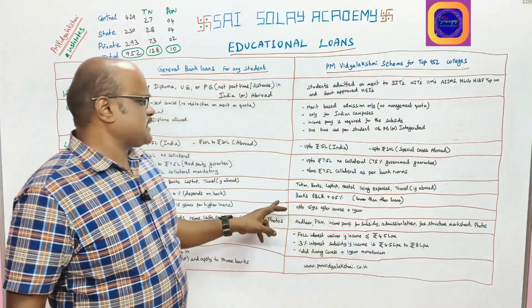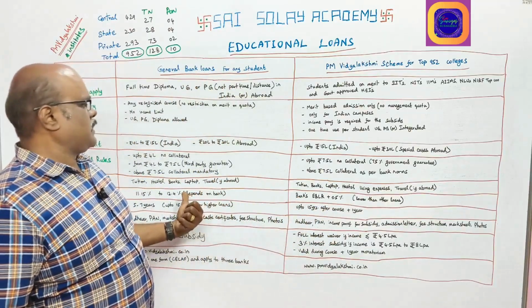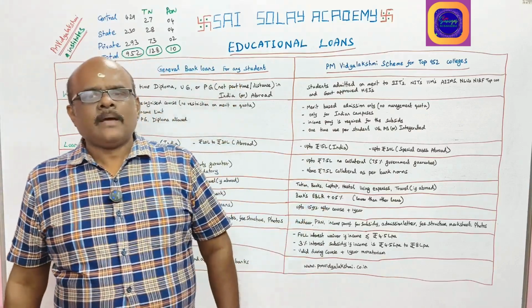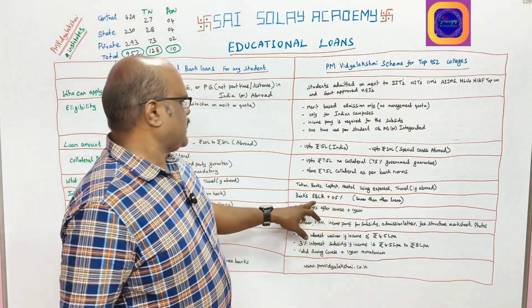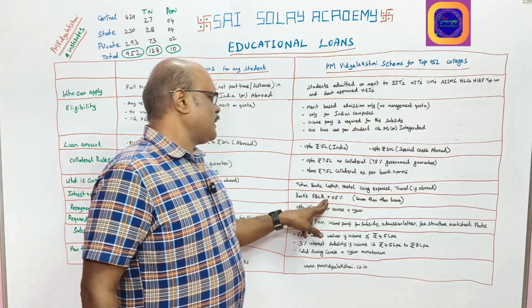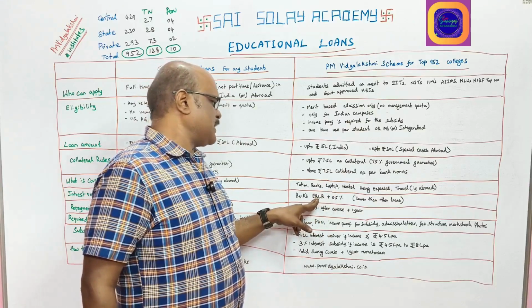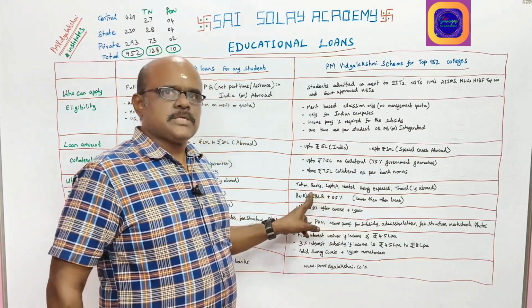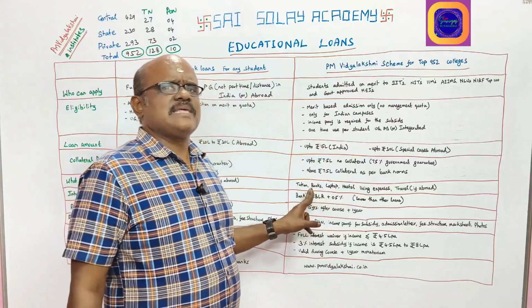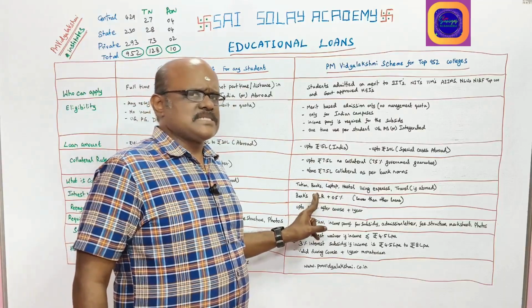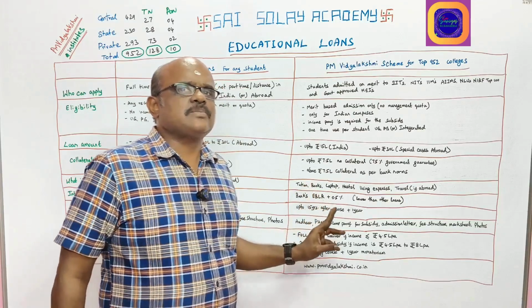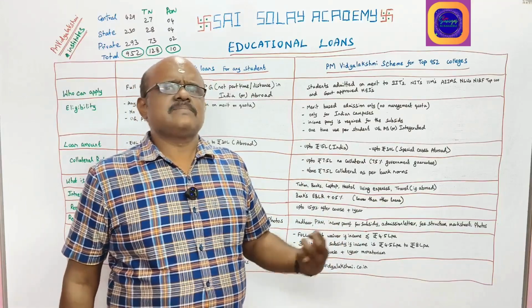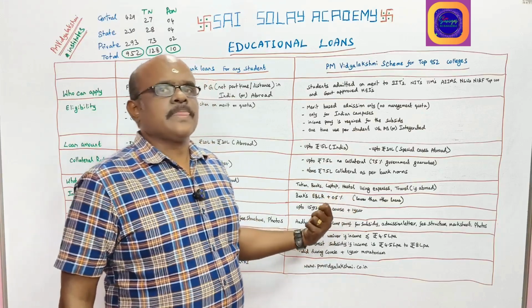And what about the interest rate? In general bank loans the interest rate is fixed, whereas in the PM Vidyalaxmi scheme it depends upon the EBLR, that is the external benchmark lending rate. That interest rate is fixed by the repo rate plus 0.5%. This interest will be fixed by the repo rate, not by the issuing bank. The branch where you are applying for the loan is not going to fix the rate. This interest rate is fixed by the repo rate, and it will be floating. If it decreases, then your education loan interest rate will also decrease.